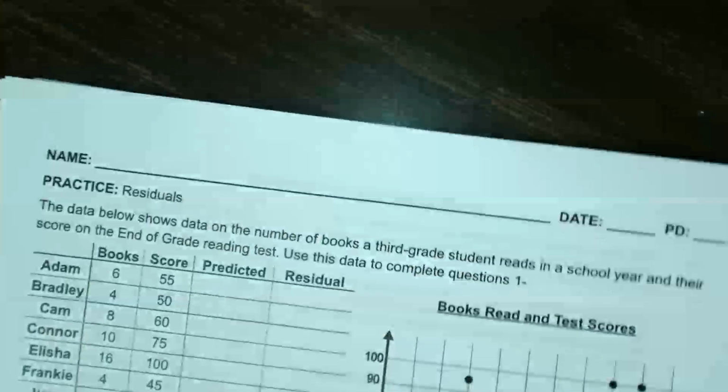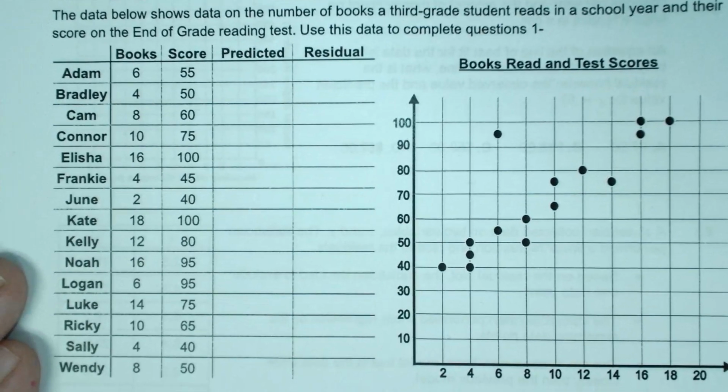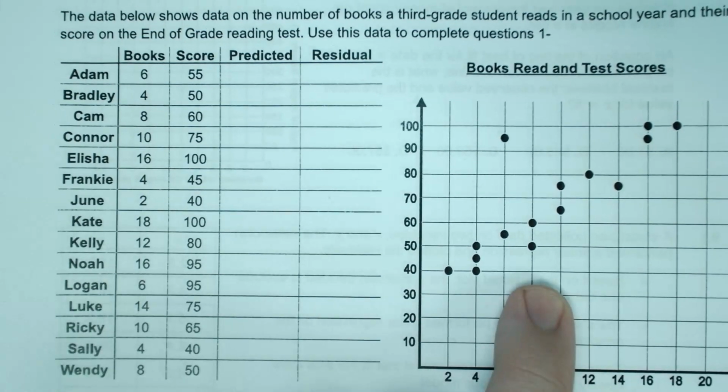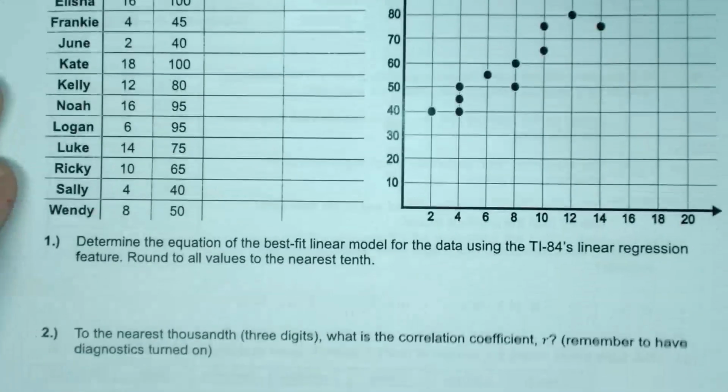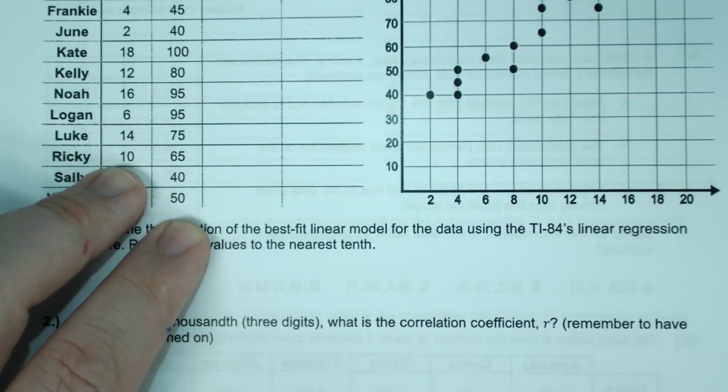This next paper I'm going to give you, on the front is a group of people, how many books they read their 3rd grade year, and the score they made on their 3rd grade reading EOG test. I've already drawn the scatter plot. Looking at number 1, determine the equation. That's where you're going to type all of these in, run a linear regression.